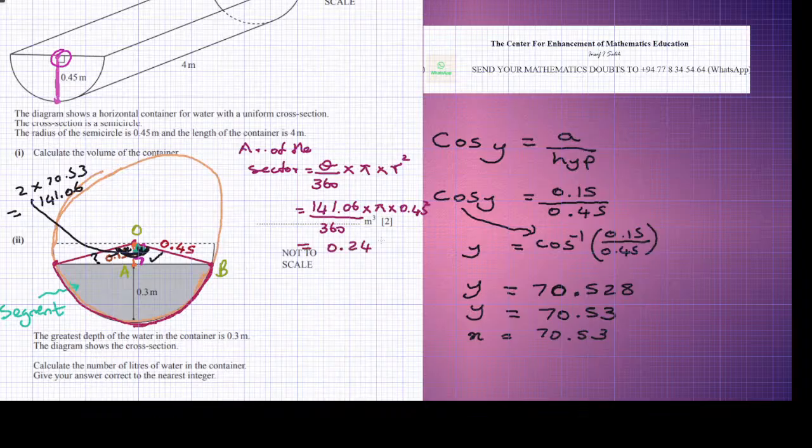What's this? This is the area of the sector. But what are we supposed to find out? We're supposed to find out the area of the segment, this gray thing. So how do we find that? We've got to find the area of the triangle. Which triangle is it? This triangle which I'm coloring in green. Let's find the area of the triangle OAB, which I'm marking with the tick here.